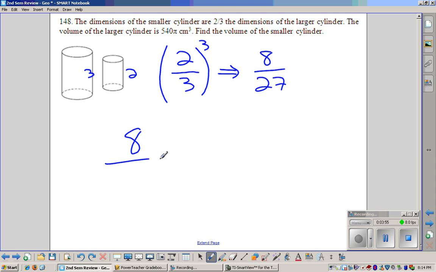So now we can use this volume ratio and set it equal to one of the actual volumes. It says the volume of the larger one is 540 pi. Find the volume of the smaller one. So that's just a little cross multiplication problem which you can do, and you end up with a volume of 160 pi.